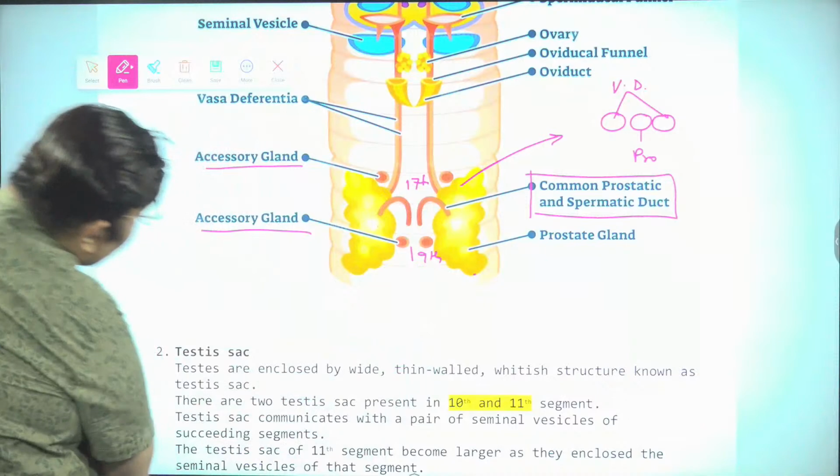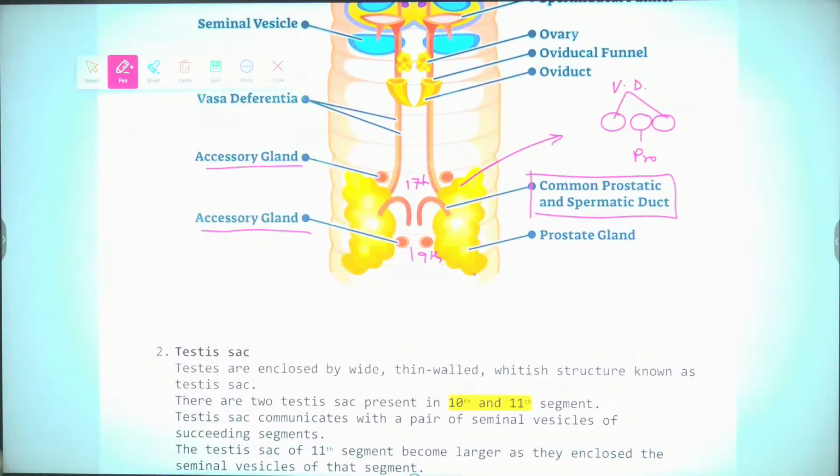In the diagram, you can see and you can do that. This is about the male reproductive system.